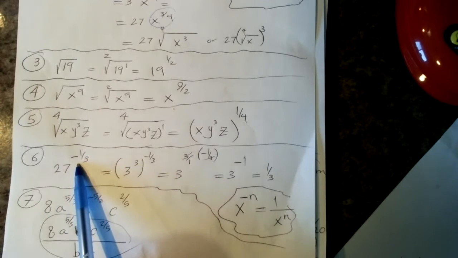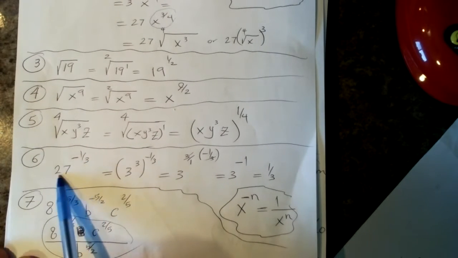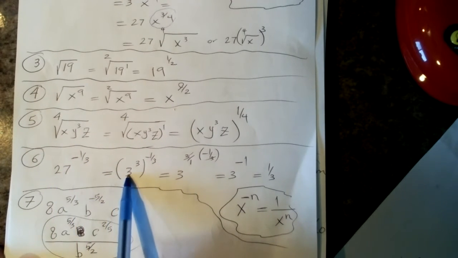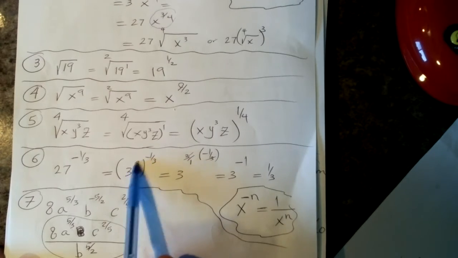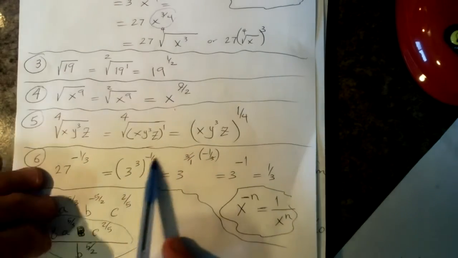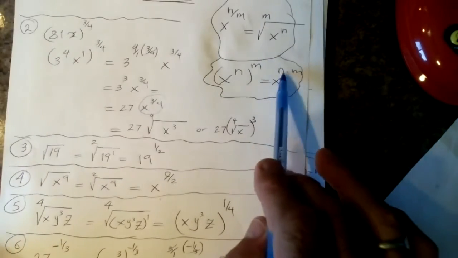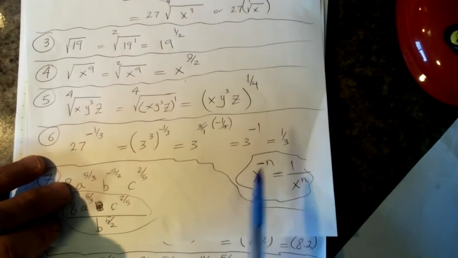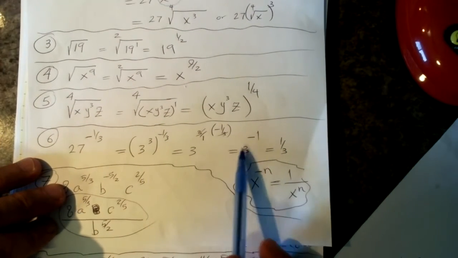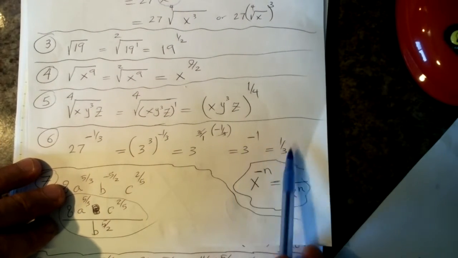27 to the power of -1/3, what we do first, we take the 27, write it as 3 to the power of 3, then you multiply the exponent, here, what we discuss here. So 3 times that is -1, and -1 over 3 is -1/3.